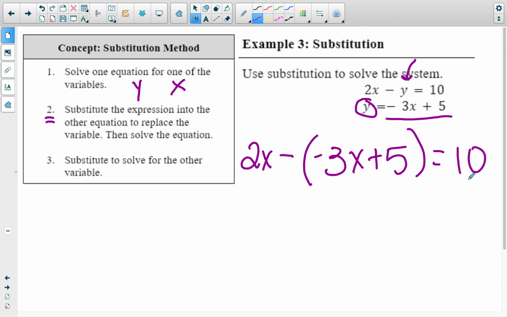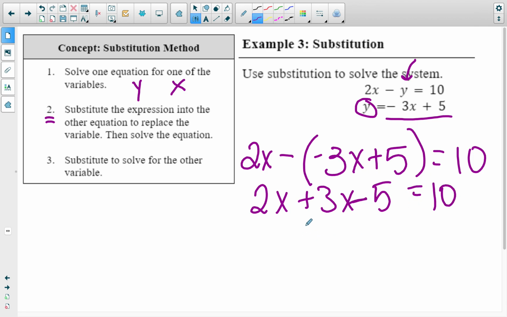And so now we have all x's, and we're going to be able to solve this for x. 2x, distribute this negative, 2x minus 3x minus 5 equals 10. Combine like terms. 5x equals 15. x equals 3. Don't stop here. Remember, we need an ordered pair.